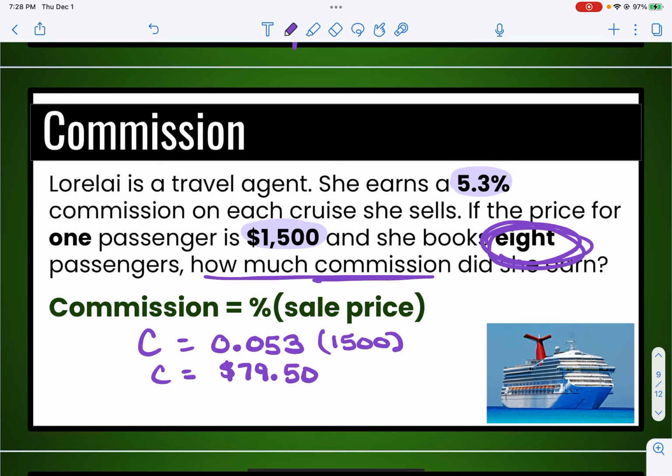Okay, so I've got one last final step which I have to do. I have to take whatever we have for 1 and multiply it by 8 because she sold 8 tickets, and our final answer is going to come out to $636. No cents. So if you got that one right, awesome.